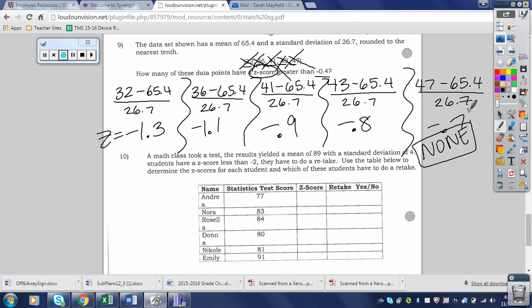Number 10, you have to calculate each of these test scores for the z-scores. You have to determine who got less than negative 2. So what happens if somebody gets negative 2? Does that count? Well, is negative 2 less than negative 2? No. They have to score less than a negative 2. So if somebody scores a negative 2 on their z-score, they are not qualified to do a retake.